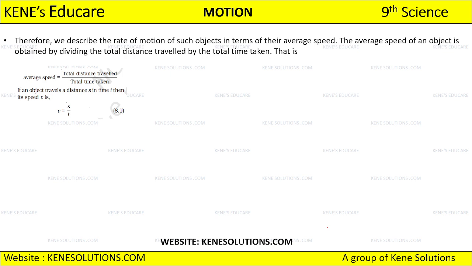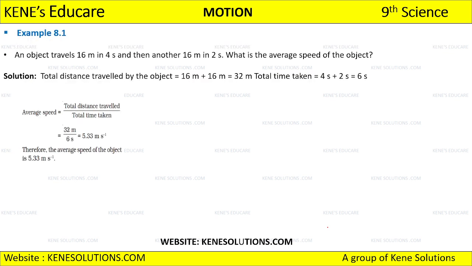After this, we will be studying an example of how to calculate the average speed. An object travels 16 meters in 4 seconds and then another 16 meters in 2 seconds. So this is a uniform speed, right? The vehicle over here is in uniform speed. Now the question is, what is the average speed of the object?